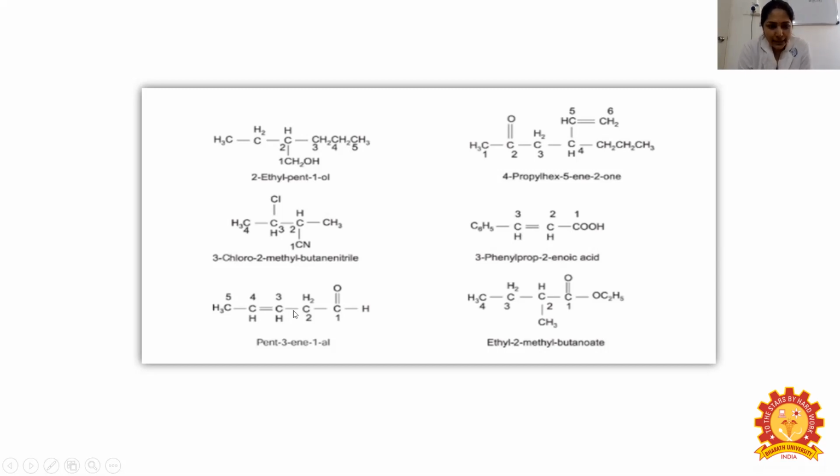So here pent-3-en-1-ol. Here 5 carbon atoms, so 1, 2, 3, 4, 5, 5 carbon atoms, so pent. Third position ene, and 1-ol, OH. So 1-ol. Here butanoate, oate. So ethyl, yes, ethyl. 2-methylbutanoate, that is here the keto group.